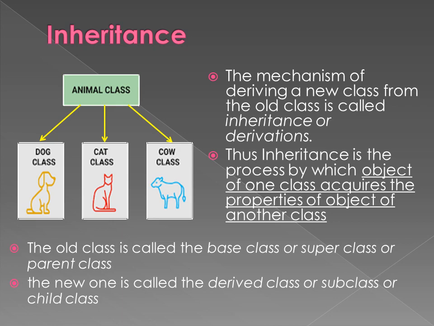Thus, we can say that the inheritance concept in object-oriented programming is similar to the inheritance found in living beings. For example, a child inherits some of the features of his father and some of the features of his mother. Now, we will be covering inheritance in detail in coming videos.